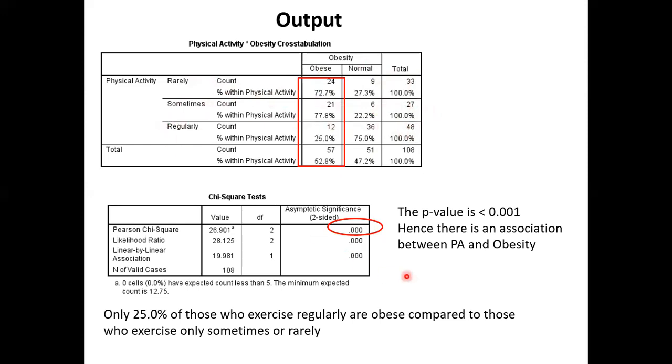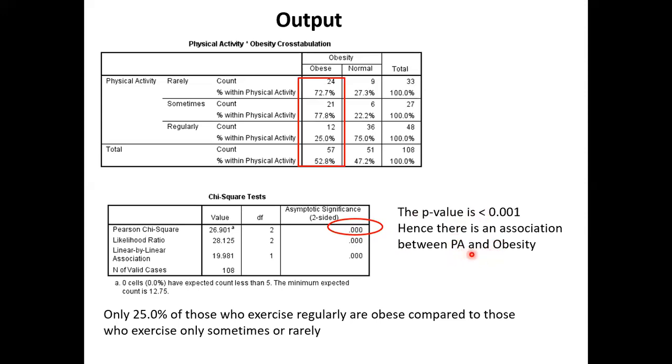But my objective is PA and obesity, are they associated? Look at the p-value. So what's the p-value here? Is it less than 0.05? Yes. That means there is an association. If the p-value is more than 0.05, we say no association. You're asking whether PA and obesity are associated.